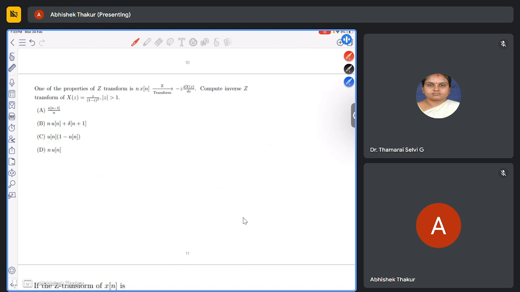So now one of the properties of the Z transform is that the Z transform of n x[n] is equal to minus z dX(z)/dz. Compute the inverse Z transform of X(z).